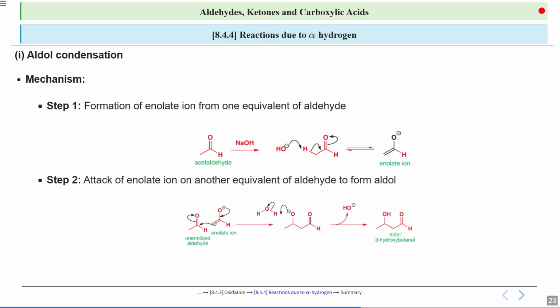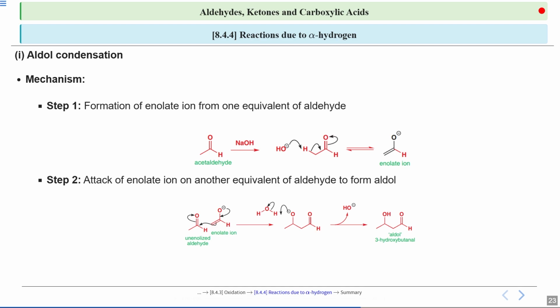Now what happens in step 2? The enolate ion attacks another equivalent of aldehyde, or unenolized aldehyde. So now you have an enolate ion, and I said it's quite reactive. So now it will attack another molecule of an aldehyde. When it attacks the other molecule of aldehyde, this results in the formation of a new compound, which is called aldol. And here it is 3-hydroxybutanal, which is formed after the removal of hydroxide ion.